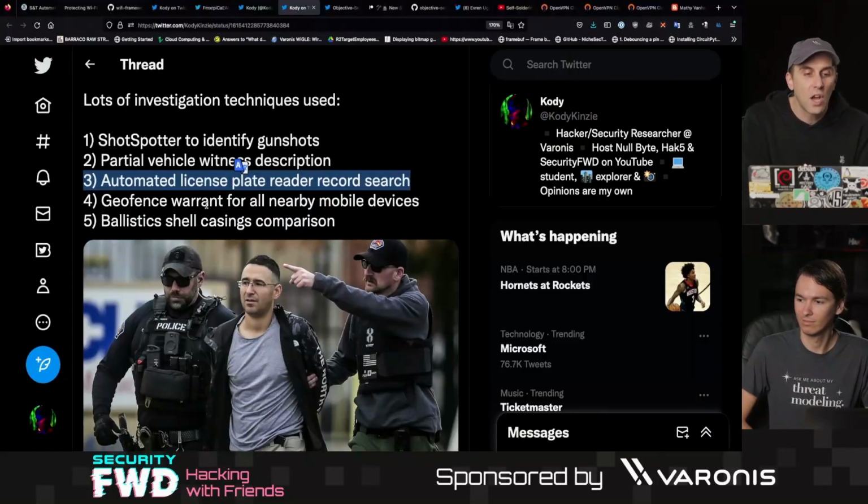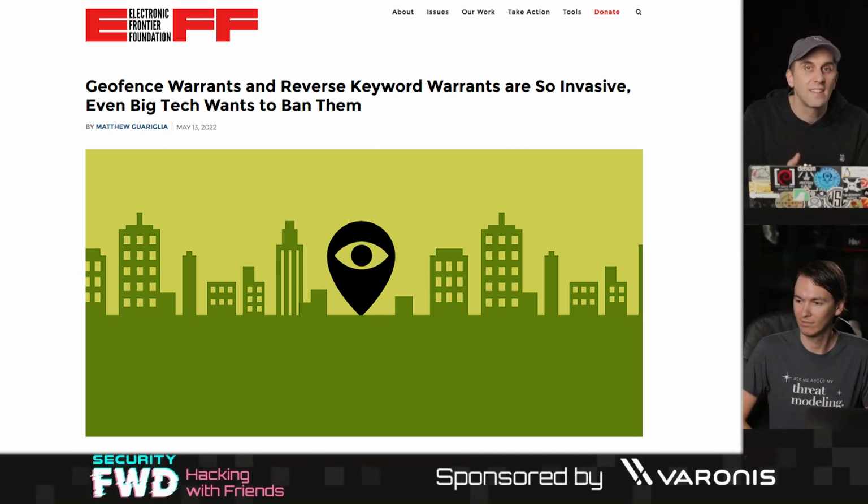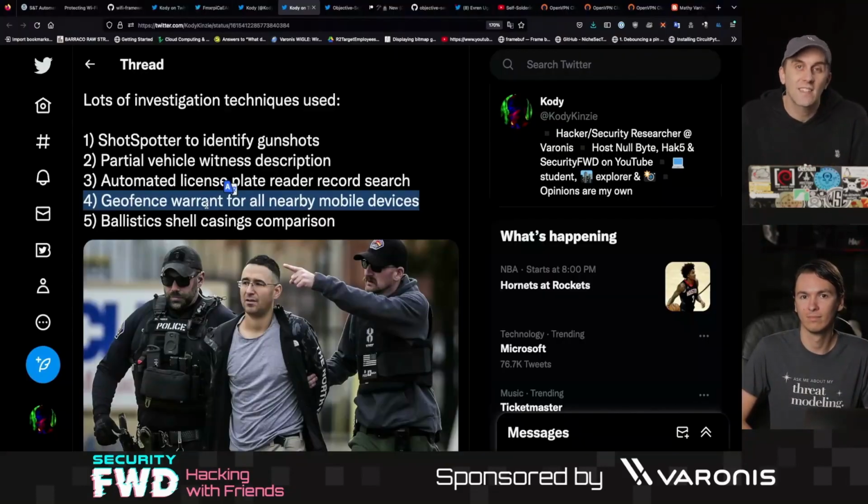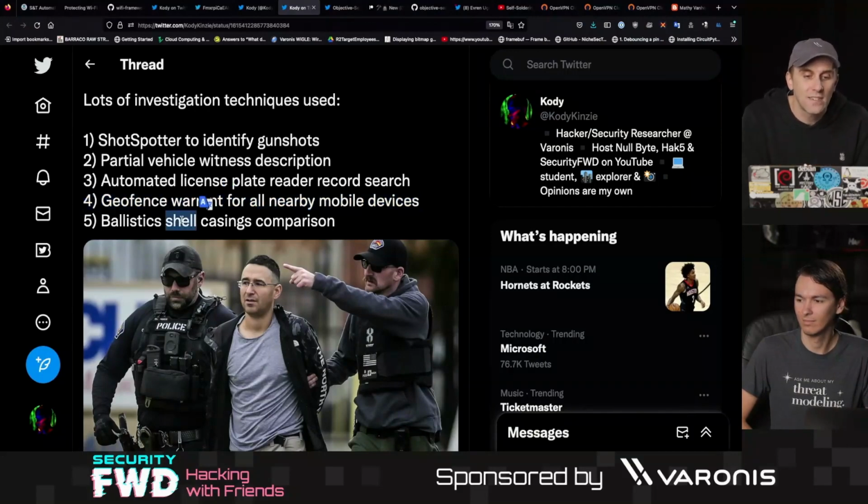After that, they went through and got a geofence warrant and likely looked for any mobile devices that were in the area at the given time and cross-referenced it with the prior list to see if there were any overlaps. If there were, then that's a pretty solid case that somebody was driving a vehicle in that area that matched the general description given by a witness at that time, which goes on to the ballistic shell casing comparison.